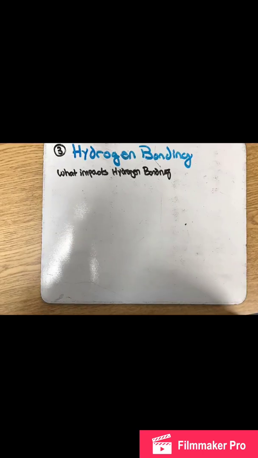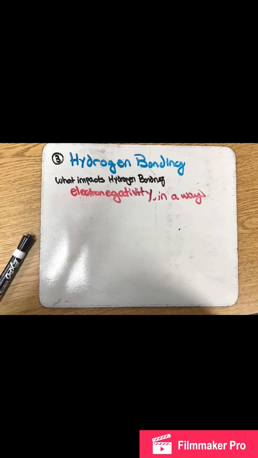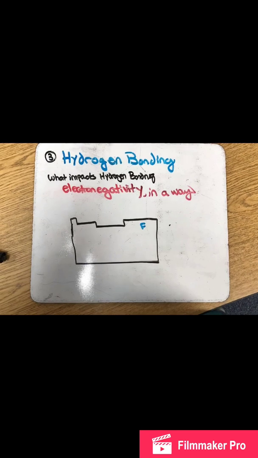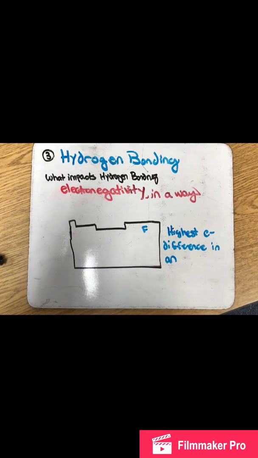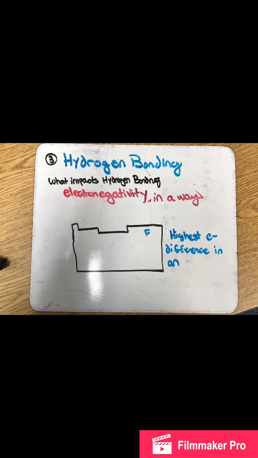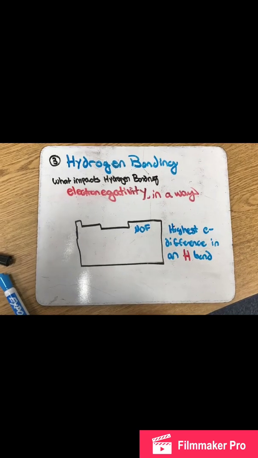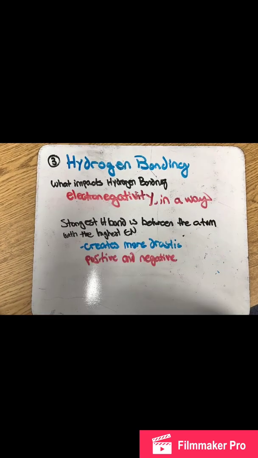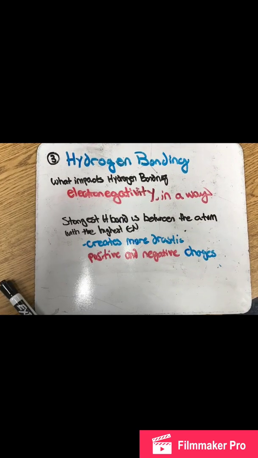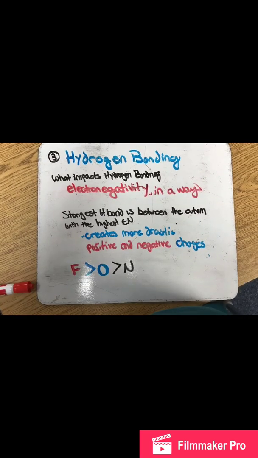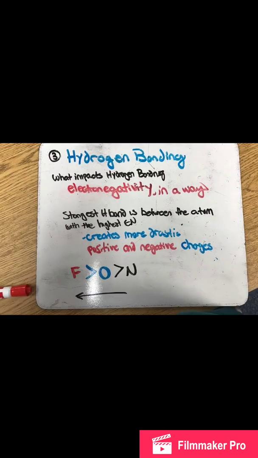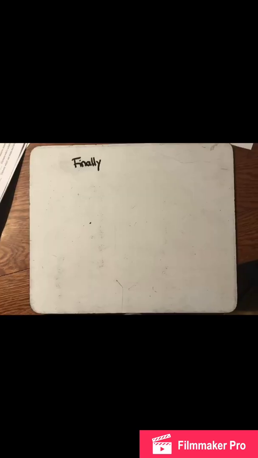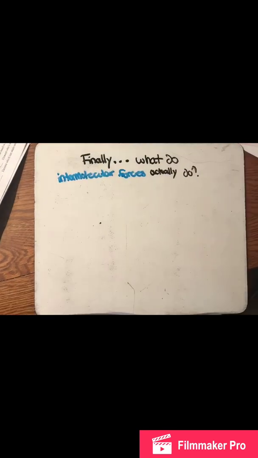The strength of hydrogen bonding depends on electronegativity, which, if you remember, increases going up and across the periodic table, with fluorine having the highest electronegativity. So the highest electronegativity difference is in fluorine when bonding with a hydrogen, in regards to oxygen and nitrogen. So what that means is that the strongest H bond is dependent on the atom with the highest electronegativity, because this creates more drastic positive and negative charges within the molecule and between different molecules. So fluorine has the highest and the most strength of hydrogen bonding, while nitrogen has the lowest due to this electronegativity difference.